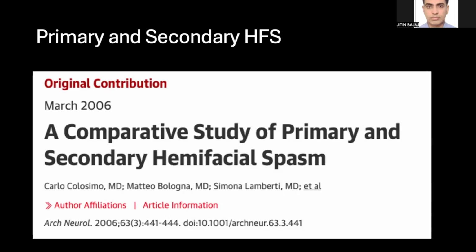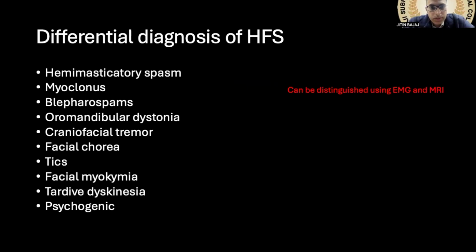There are many differential diagnoses of hemifacial spasm, like hemimasticatory spasm, in which there is spasm of the masseter muscles because of irritation of the trigeminal nerve. There can be myoclonus of the face, which is generally bilateral and is relieved with clonazepam. There can be blepharospasm, which is again bilateral, and in that there is closure of the eyelids and the eyebrow comes down. In oromandibular dystonia, there is dystonia of the oral and mandibular muscles.